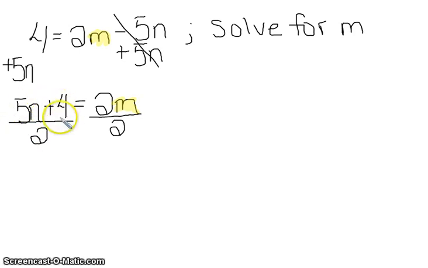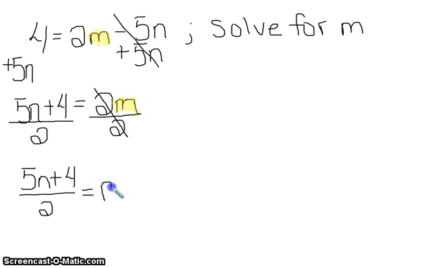Now I'm going to clean this equation up a little bit. I'm not actually going to divide anything here. I'm just going to rewrite this as 5n plus 4 divided by 2. And that equals 2 divided by 2, which gives me the 1 I need. So I'm left with m. So I have solved this equation for m.